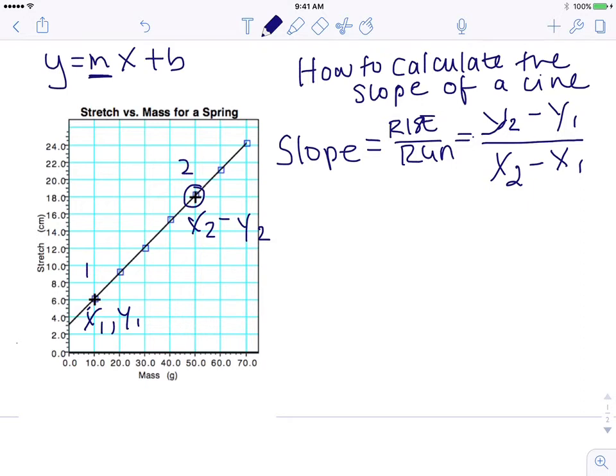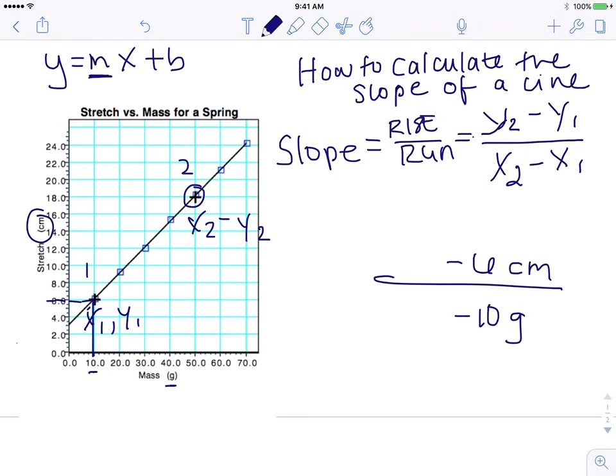All right, okay, so once we've determined the 2 points that we're going to use, we can set up this equation. Our x1 value is 10, because if we travel down this line, we'll see it's 10. The units are grams. So x1 goes here, 10 grams. Y1 is 6.0 centimeters. We could put the 6.0 if you want. I'm just going to put 6.